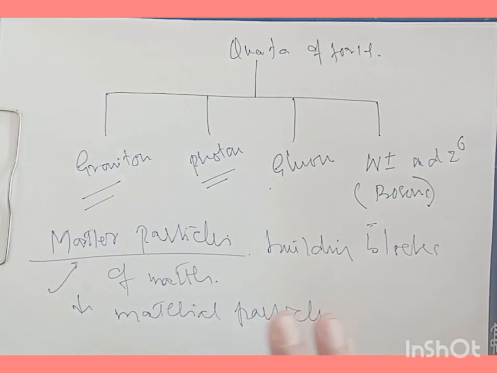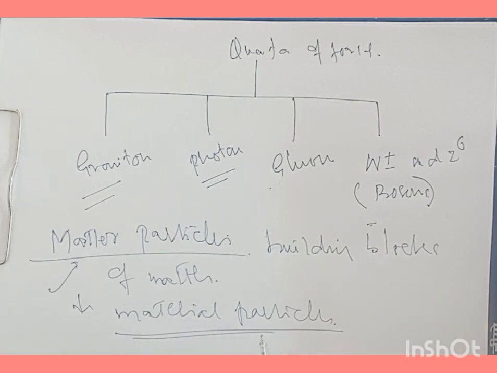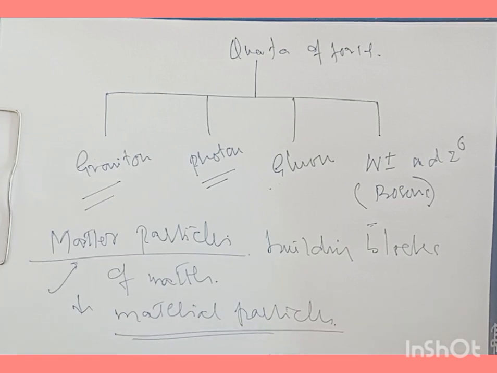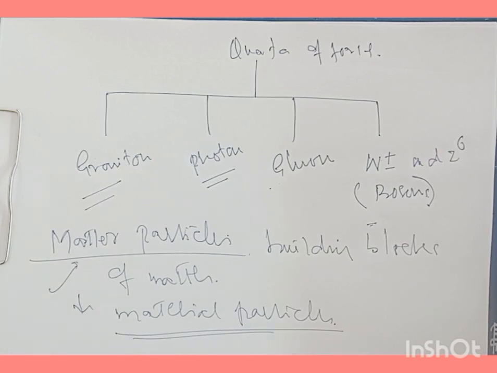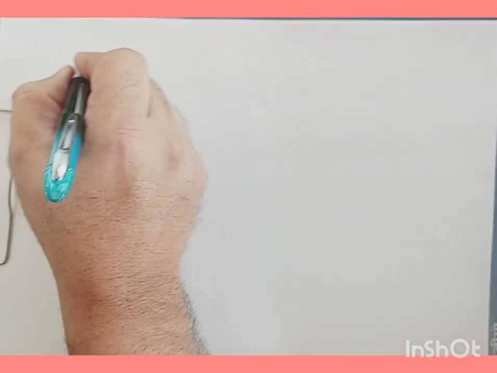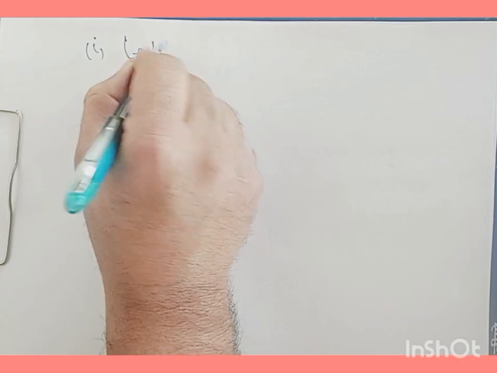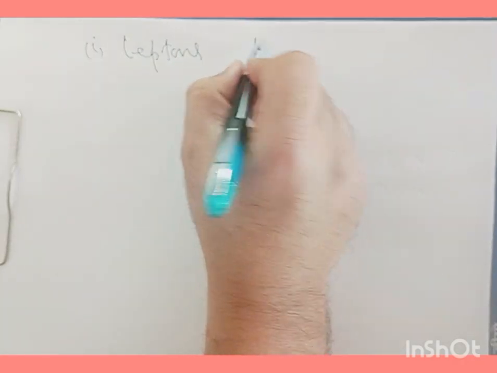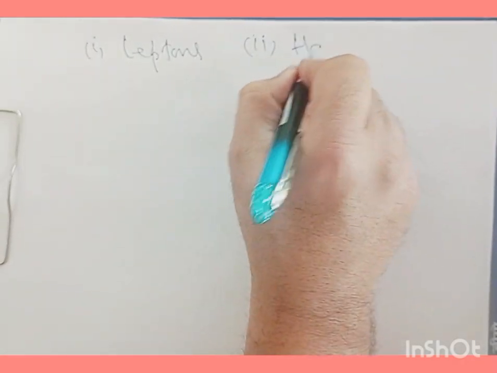These matter particles are grouped into two different categories of families, depending on their properties, depending on the type of interaction they are involved in with other elementary particles. Now, these two categories for material particles are, the first one, leptons, and the second one, hadrons.